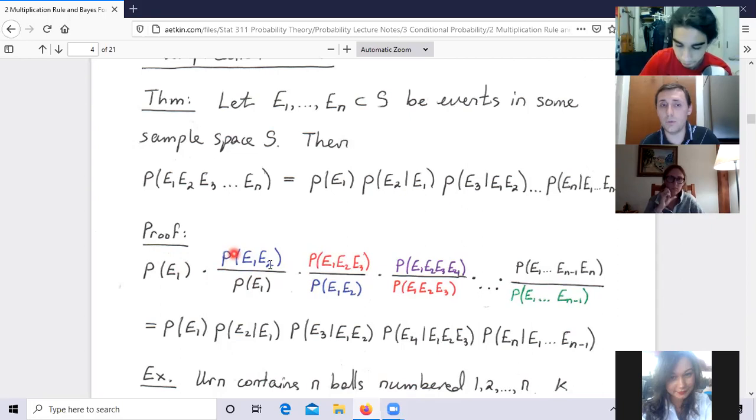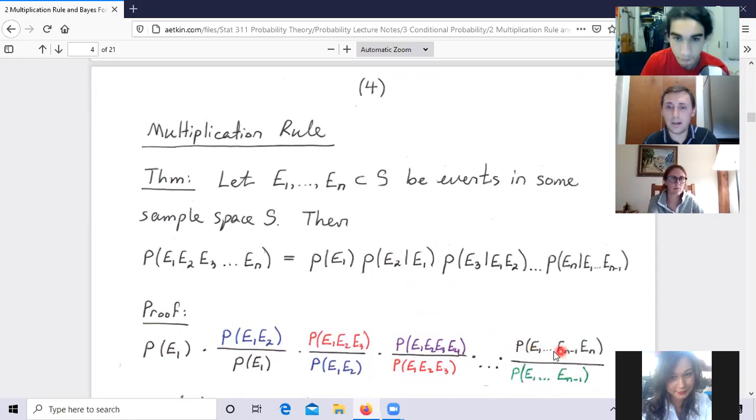And again, numerator crosses denominator. Numerator from the left crosses denominator from the right. And I continue doing that until I have reached the probability of the intersection. Do you see that? So this is the last numerator. The only thing that could cross it out will be on the right. There is nothing on the right, so there is nothing crossing it out. Everything else is crossed out.